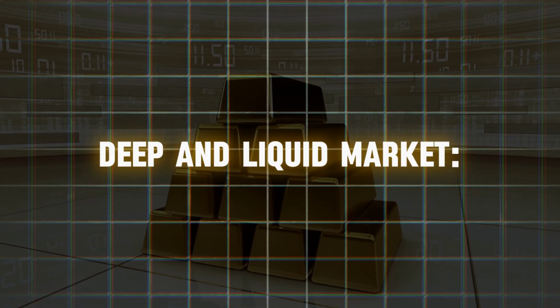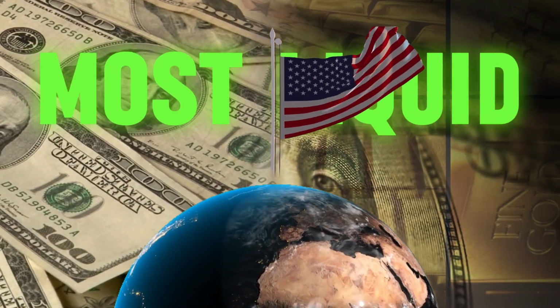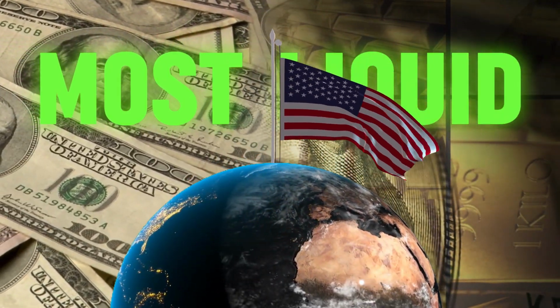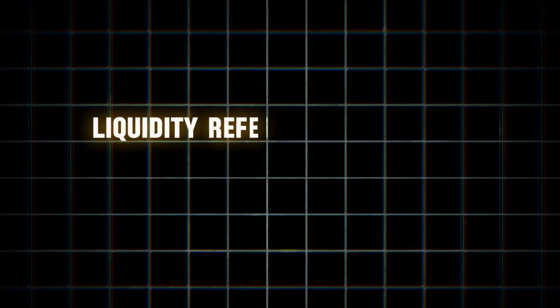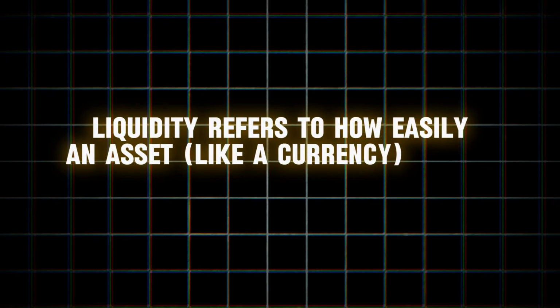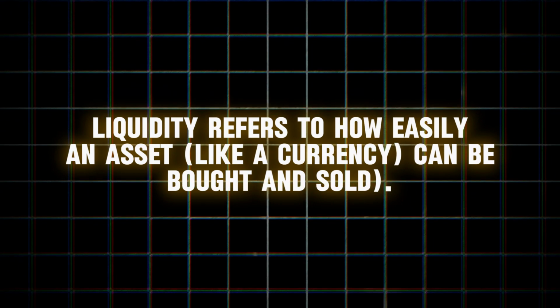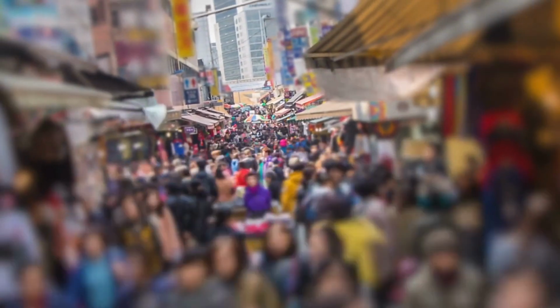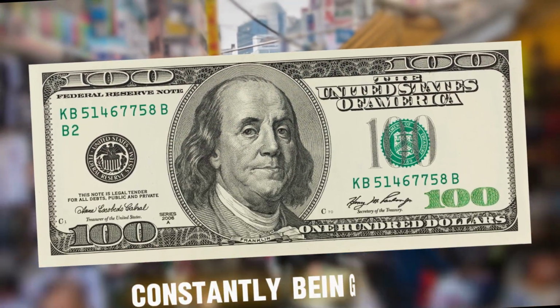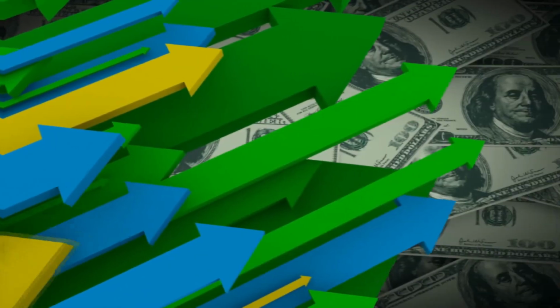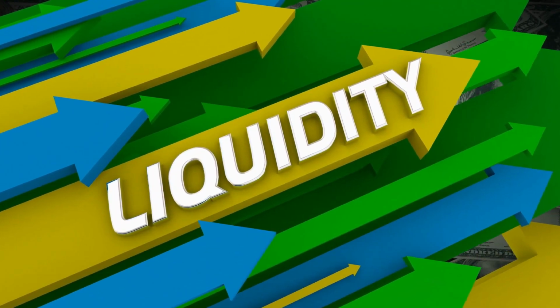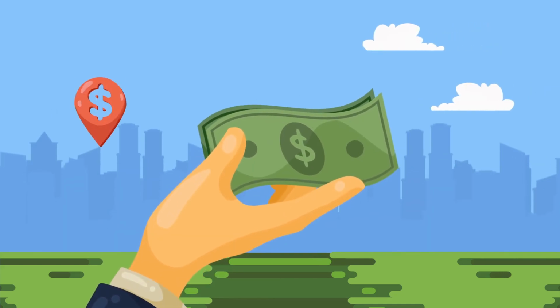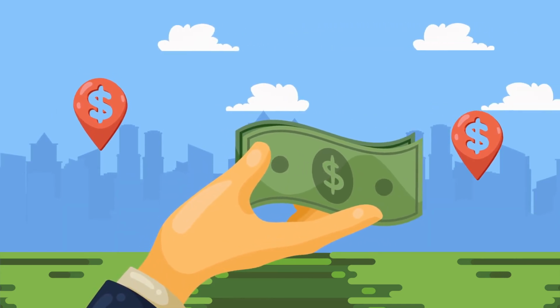Deep and liquid market. The US financial market is the world's largest and most liquid. Liquidity refers to how easily an asset, like a currency, can be bought and sold. Imagine a bustling marketplace where dollars are constantly being traded. This liquidity makes it easy and efficient for international transactions to take place in dollars.